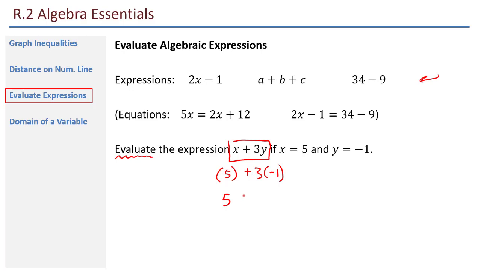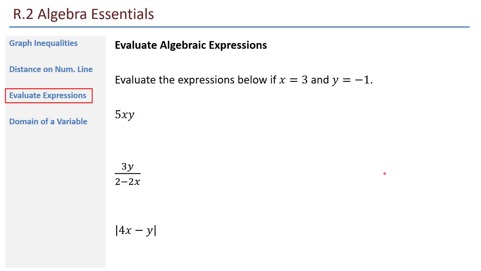So that looks like 5 plus 3 times -1. 3 times -1 is -3. And then 5 plus a -3 is the same as 5 minus 3. And that answer gives us 2. There, I have evaluated that expression at x equals 5 and y equals -1. Here are a few more examples. Maybe stop the video for a second and see if you can figure these out, and then start when you want to see the answers.